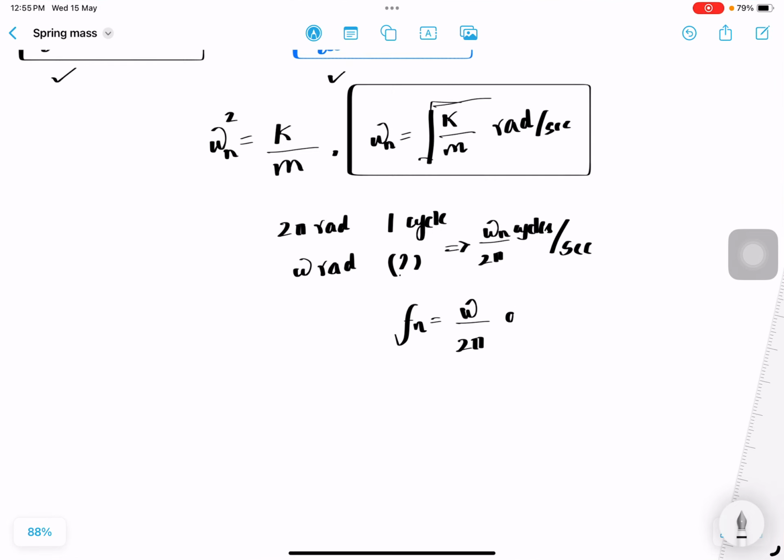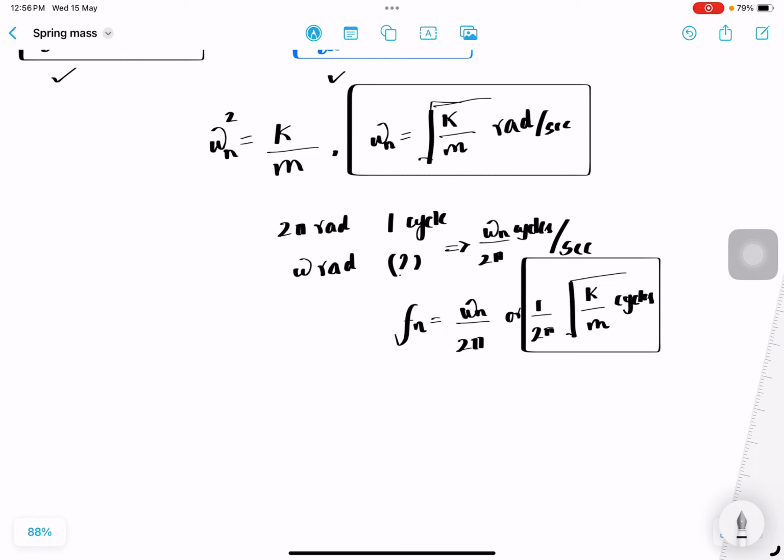Okay, you can say it's 1 by 2 pi, substituting the value for omega n, which is root of k by m. So that's the expression for natural frequency. And one more thing that we have to keep in mind: this is the expression for natural frequency in cycles per second, and you can also call this hertz. Why is it a natural frequency?